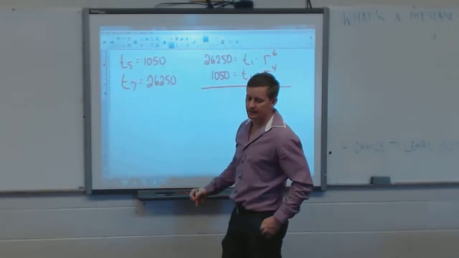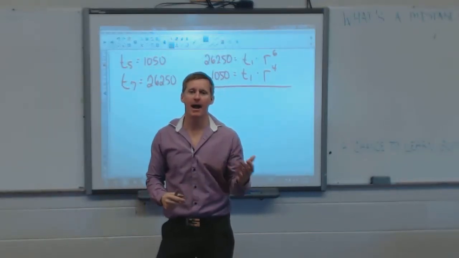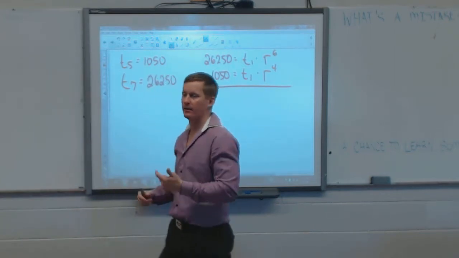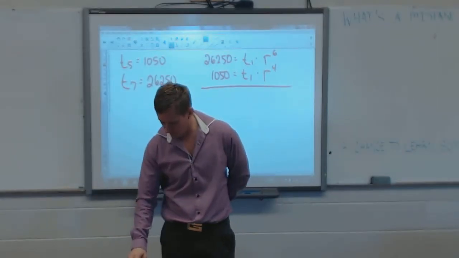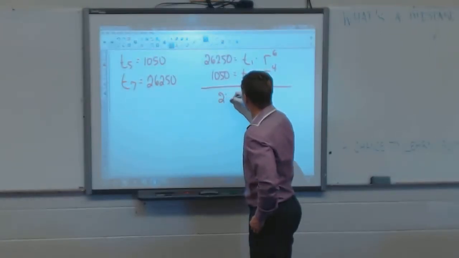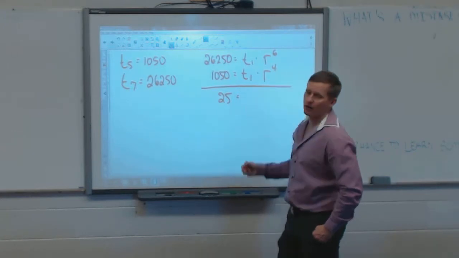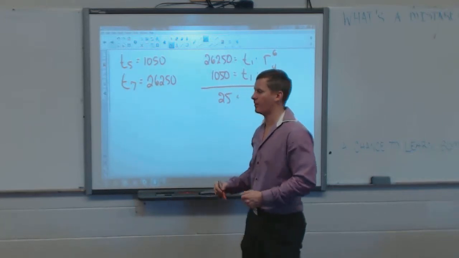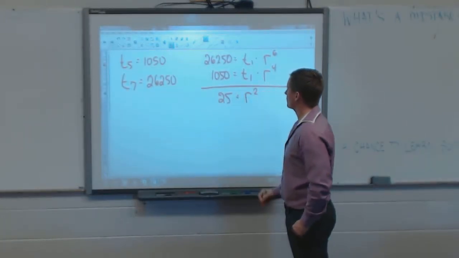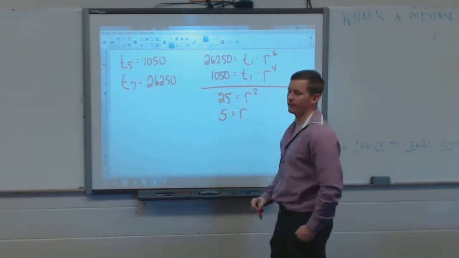And now, because in the first lesson I was subtracting or adding to get from one to the other, now I'm multiplying. I'm going to divide this right here. So I'm going to take 26,250 divided by 1,050. That gives me 25. T to the 1 divided by t to the 1 is 1. R to the 6 divided by r to the 4th. Exponent rule says I subtract those exponents. I get r squared. R is equal to 5.